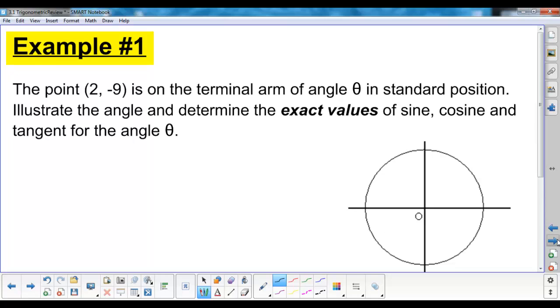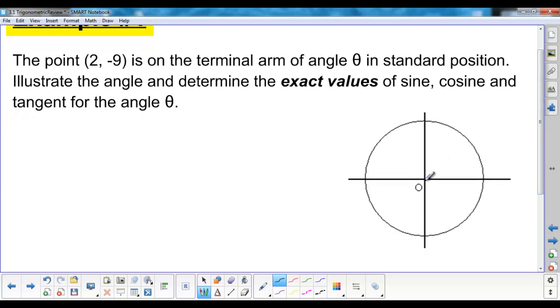The first one we're going to talk about is the point (2, -9) lies on the terminal arm of an angle theta in standard position. So let's approximate (2, -9) on this diagram over here. So (2, -9) is probably somewhere around here.